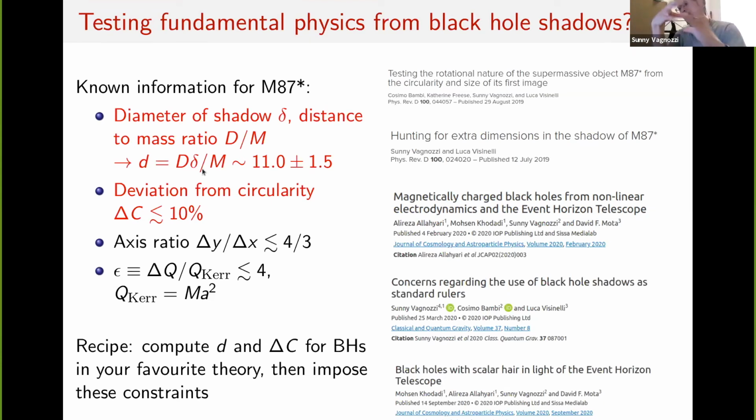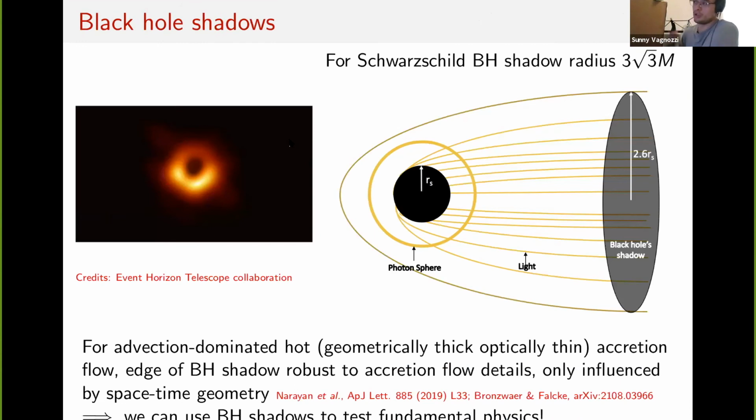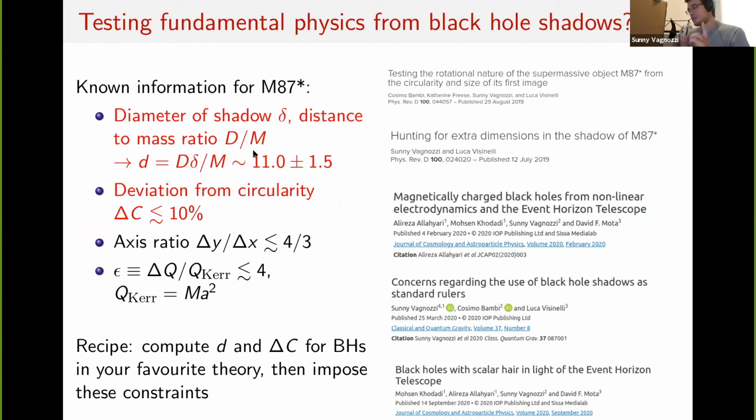Let's condense all the information in that shadow into 2 numbers. One is the diameter of the shadow, or more precisely, the diameter to mass ratio. And this is roughly 11 plus or minus 1.5. And it's very consistent with a Schwarzschild black hole, because for Schwarzschild this is 3 times square root of 3, which is 10.6, very close to 11. Another piece of information is that the shadow is very circular. And you expect it to be non-circular the moment you move away from the Kerr black hole solution, okay? So you can use the fact that the circularity, measured in some way, deviates by less than 10%, to constrain deviations from the Kerr paradigm. And we've done many works on this.